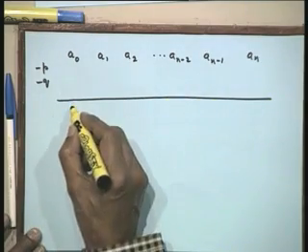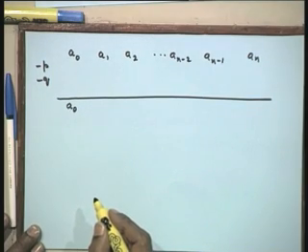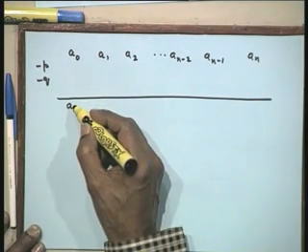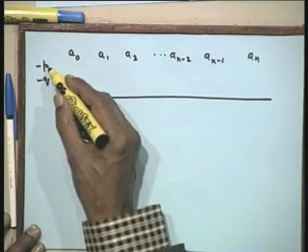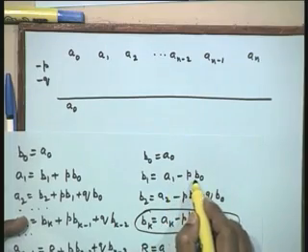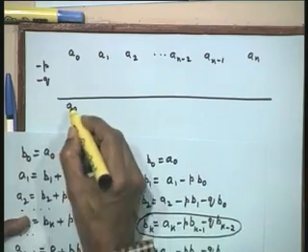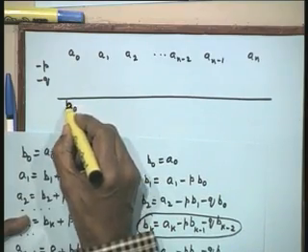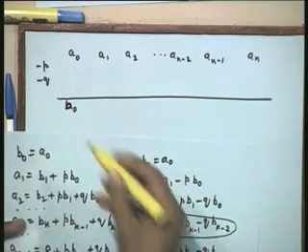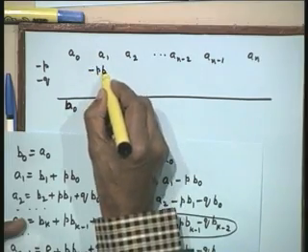Then b0 is a0, that has been found. Whatever the first value that is available, we are multiplying by p. So b1 is equal to a1 minus p b0. Whatever available value here is multiplied by this. So a0 is equal to b0, so let me replace it by b0. I multiply this and this, so I will put it here minus p b0.